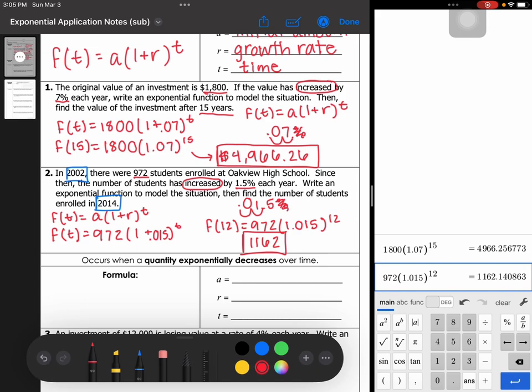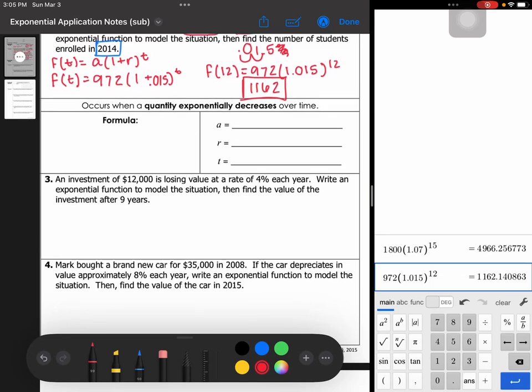Okay, so those are two exponential growth examples. We have a similar situation when it's exponential decay. The only thing that changes in our formula is with our rate. Instead of adding our rate to 1, we're going to subtract our rate from 1. So A is still the initial amount.